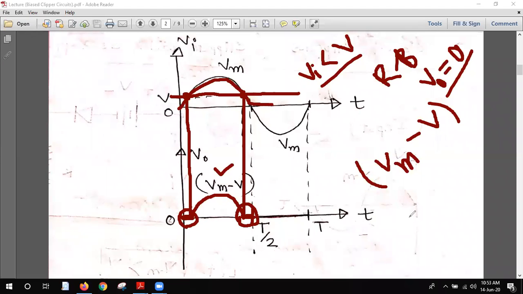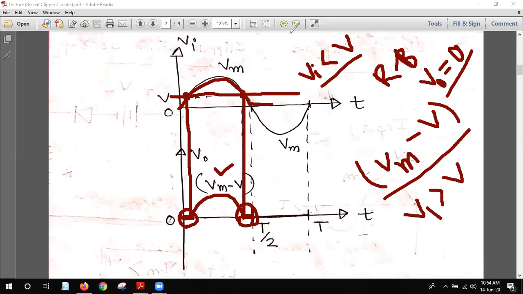But when vi is greater than v, at that time we get the output, but the peak value is not vm, the peak value will be vm minus v. So this is the overall scenario we found from our whole analysis. This will be the output for the positive cycle.